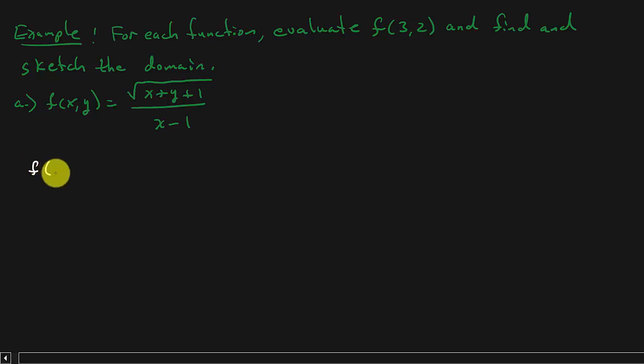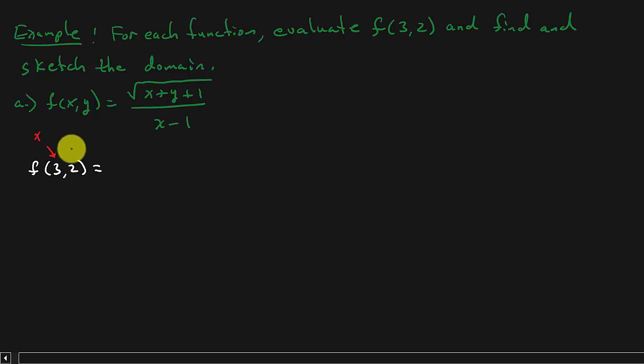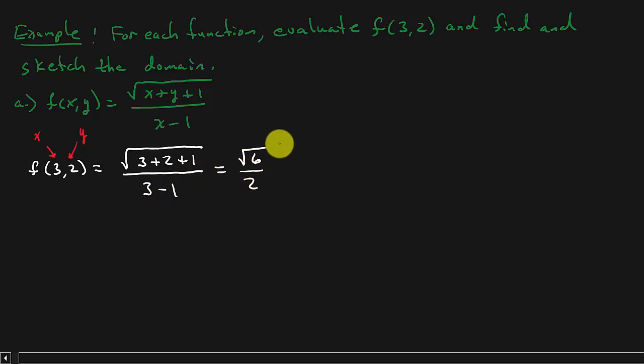Remember, this is your x and this is your y. So you're plugging 3 in for x and 2 in for y, and that's going to be the square root of 3 plus 2 plus 1, over 3 minus 1. This is the square root of 6 over 2, and there's your answer. Is that easy enough? Not too bad.